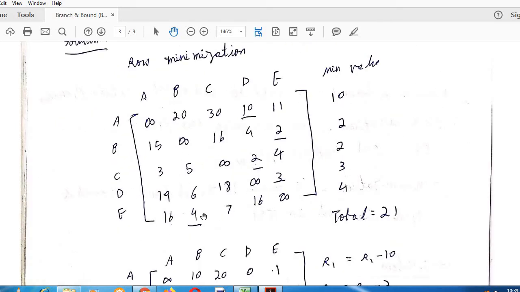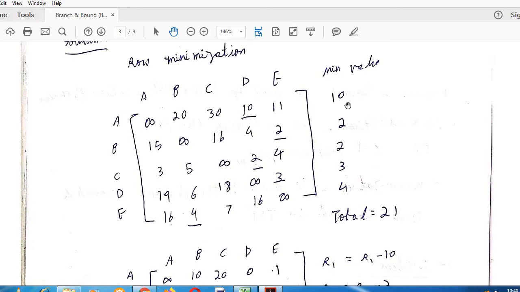In the row minimization, first I will write down the cost adjacency matrix. Then in each row I will try to find the lowest value. I will consider the first row. In the first row, the values are infinity, 20, 30, 10 and 11. 10 is the one which has the lowest value. So that I will write separately.